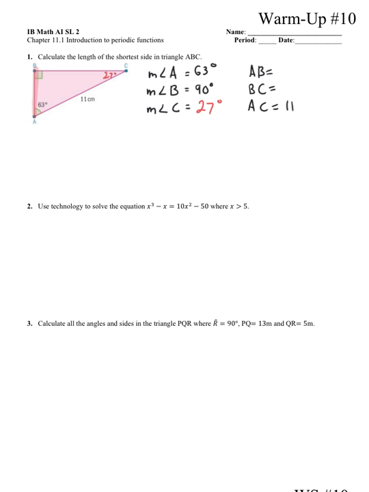Now if I'm looking for the shortest side here, that looks like it's going to be a cosine problem. I'm going to want to use cosine because I want to use all of the given information so I don't make a mistake. So we'll just say cosine of 63 equals adjacent over hypotenuse, AB over 11. Then to get AB by itself, I'm going to multiply both sides by 11. 11 times cosine of 63 equals side AB.